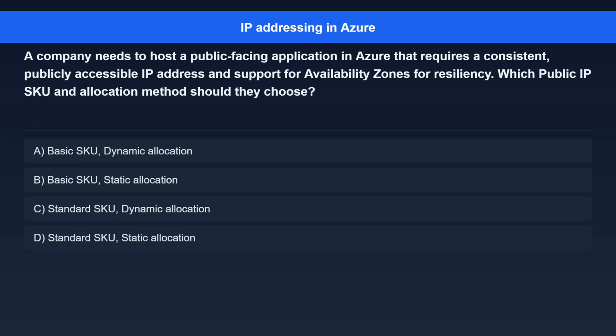Question 5. A company needs to host a public-facing application in Azure that requires a consistent, publicly accessible IP address and support for availability zones for resiliency. Which public IP SKU and allocation method should they choose? Option A, basic SKU, dynamic allocation. Option B, basic SKU, static allocation. Option C, standard SKU, dynamic allocation. Option D, standard SKU, static allocation.